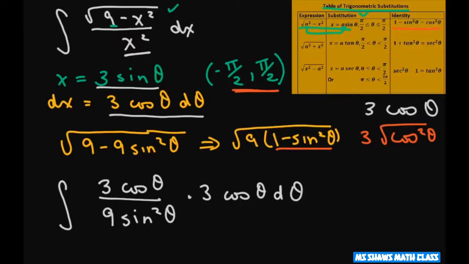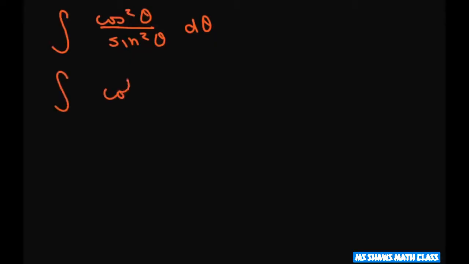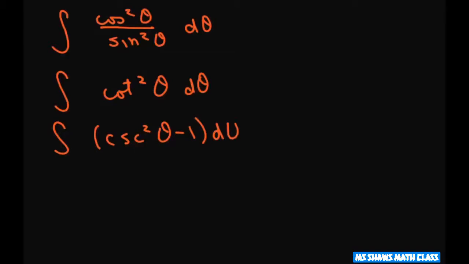Basically, the 3's and all this are going to cancel out. 9 divided by 9 is that. So what we have is the integral of cosine squared theta divided by sine squared of theta d theta. All right, which is really cotangent squared of theta d theta, which is really, if you use your identities, cosecant squared theta minus 1 d theta.